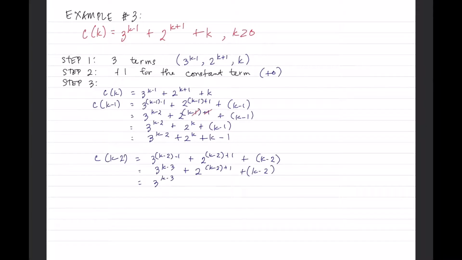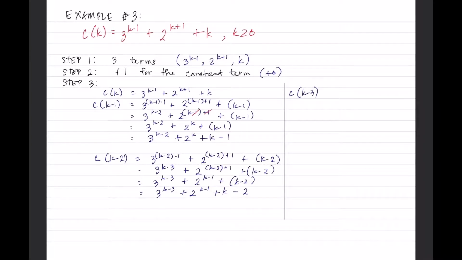That would give us 3 raised to k minus 3 plus 2 raised to k minus 1. Then we copy the third term. So finally, we get the third equation, 3 raised to k minus 3 plus 2 raised to k minus 1 plus k minus 2. For the fourth equation, that would be C of k minus 3.